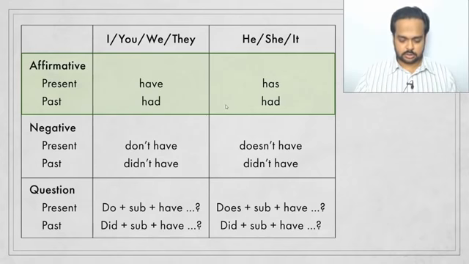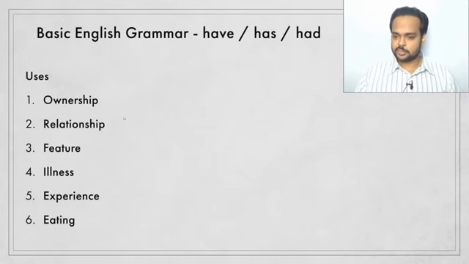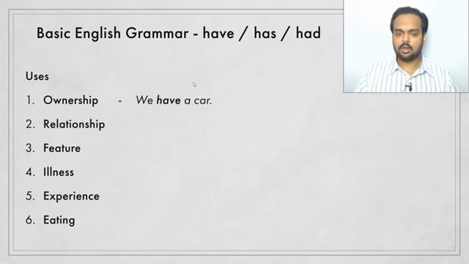So with this knowledge, let's talk about the various uses of the verb have. You see 6 uses listed on the screen. These are the most common and the most important uses of have. The first use is ownership. For example, we have a car. That means we own a car. So the verb have means own here.